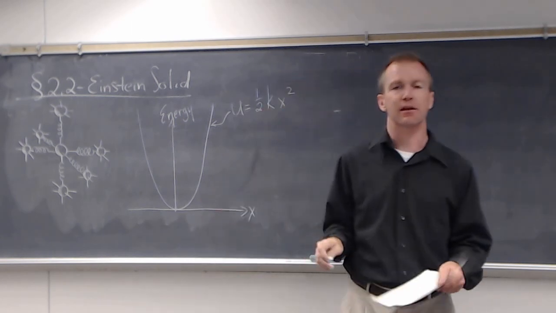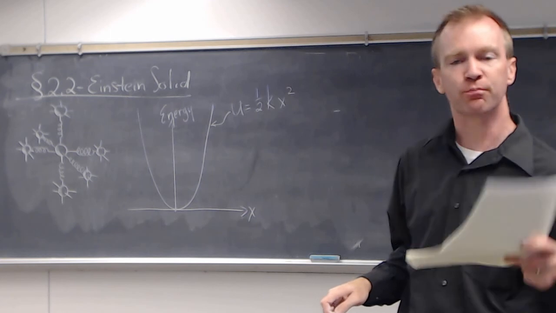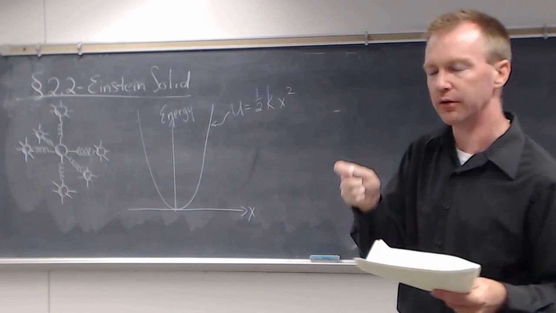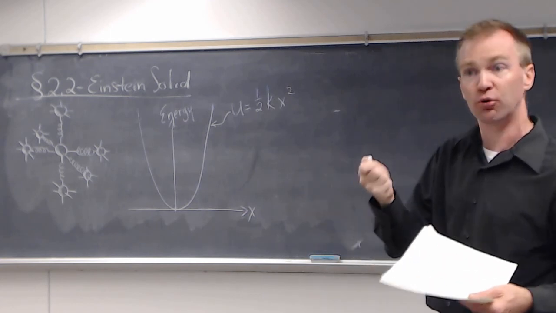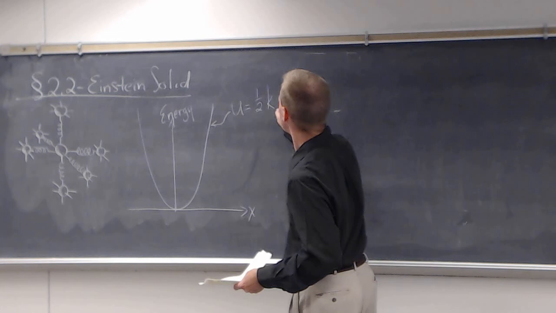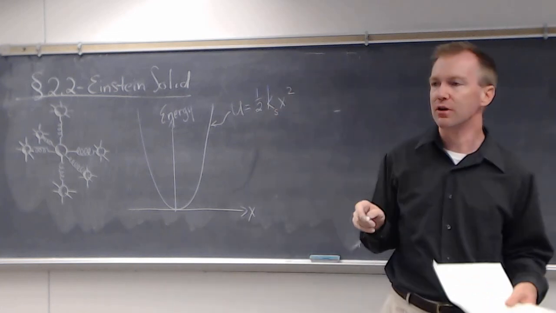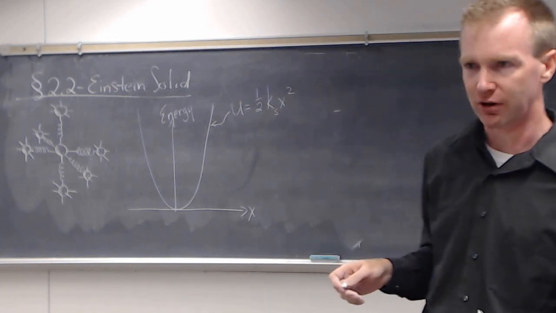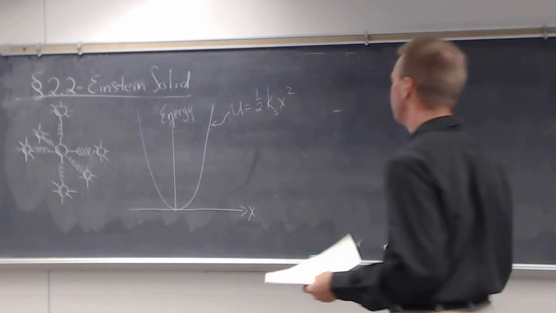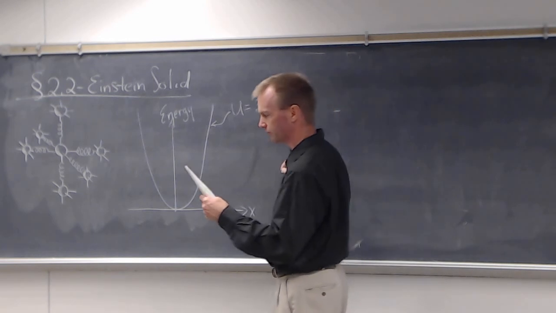Now that k, I've got to distinguish, is the spring constant of the molecular bond, how tightly sprung the spring is. So I'll put an S underneath it, because there's also Boltzmann's constant, which is a lowercase k as well. So I'm distinguishing that here.